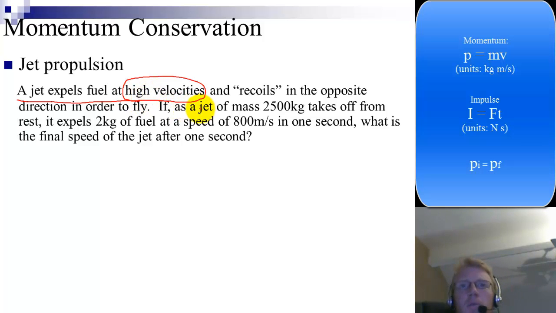So suppose a jet has a mass of 2,500 kilograms. It takes off from rest. It expels 2 kilograms of fuel at a speed of 800 meters per second for 1 second. What is the final speed after 1 second?